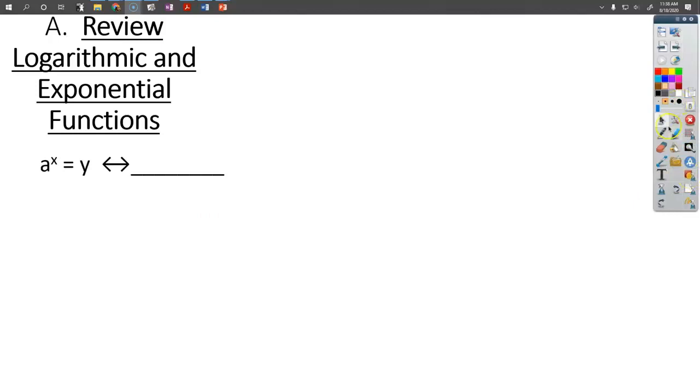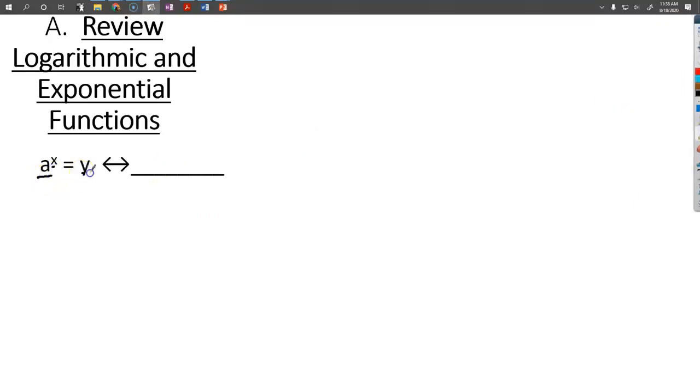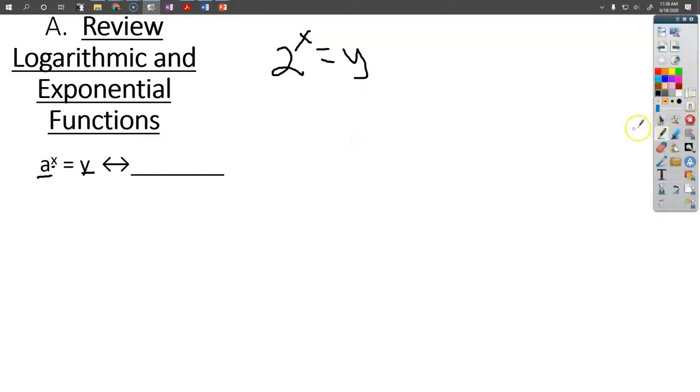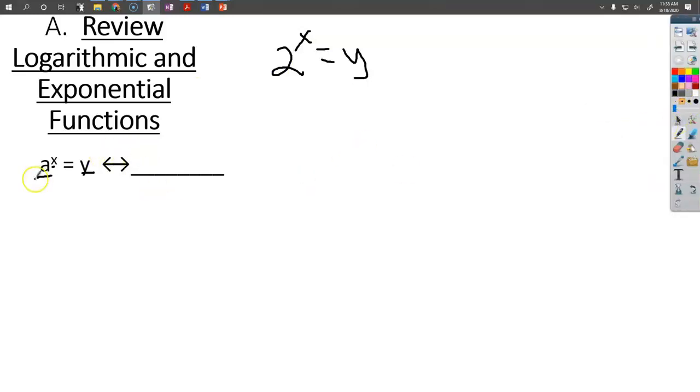Let's review logs and exponentials a little bit just to jump your brains back into what logarithmic and exponential functions are. I think we all know what an exponential function is. It's where you have a number raised to the x power equals y. So for instance, if you had 2 to the x equals y, that would be an exponential function. Now a logarithm is the inverse of an exponential function.